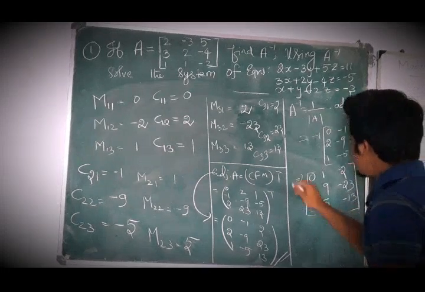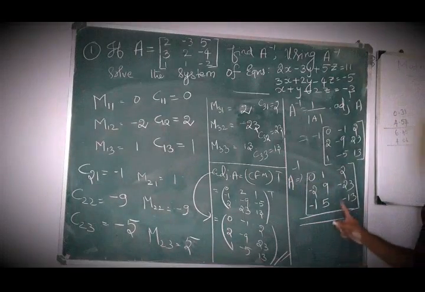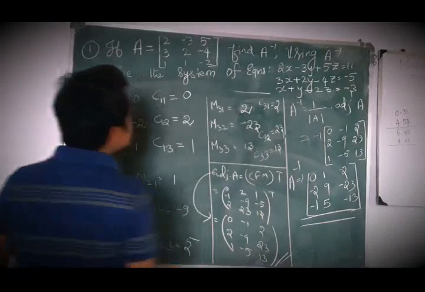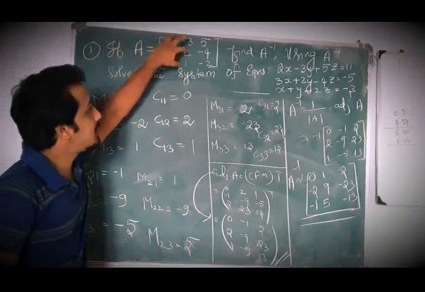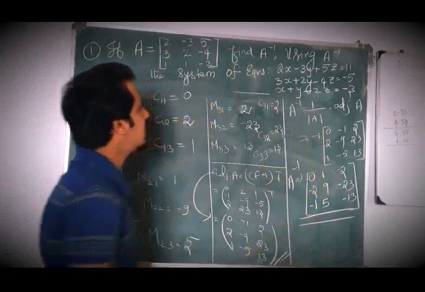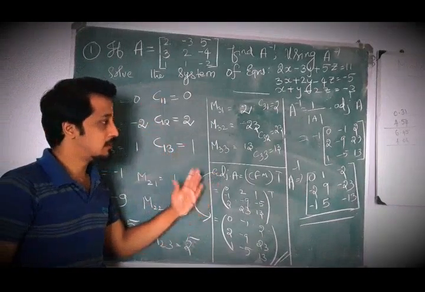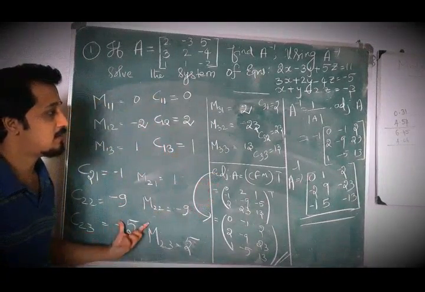Is it clear? This is nothing but A inverse. Just go through this. See, if A is a 3 by 3 matrix, we have to find out A inverse. We have found it. Now, using A inverse, we have to solve a system of equations. That is the next part. Go through this A inverse. Is it clear?